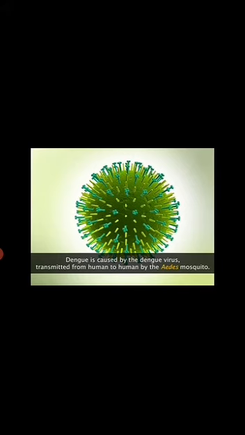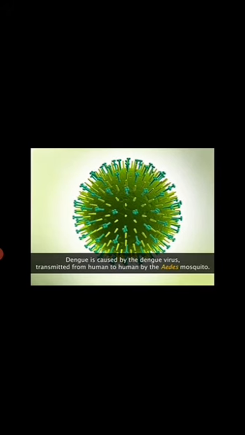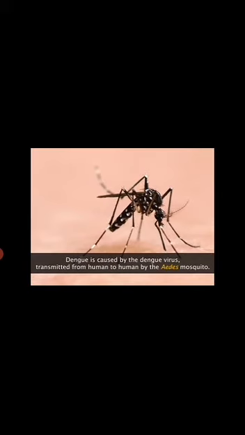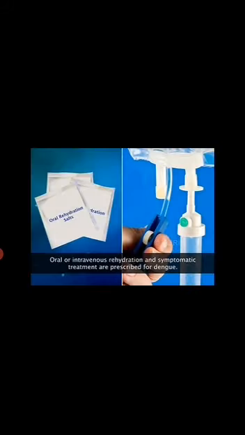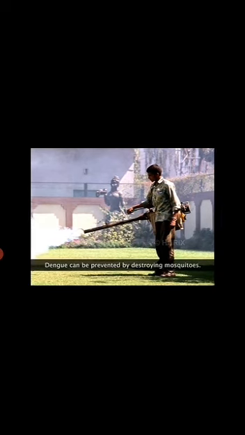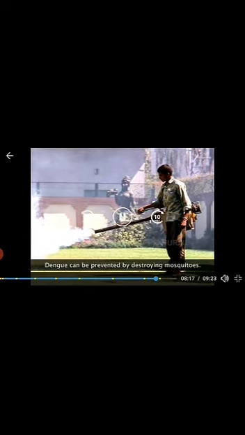Dengue is a highly infectious disease caused by the dengue virus. It is transmitted from human to human via the bite of the Aedes mosquito. Symptoms of dengue are high fever, headache, muscle and joint pains, and rashes on the body. In severe cases, it may develop into dengue hemorrhagic fever, which affects the circulatory system. Oral or intravenous rehydration and symptomatic treatment are prescribed for dengue. Dengue can be prevented by destroying mosquitoes and preventing mosquito bites.